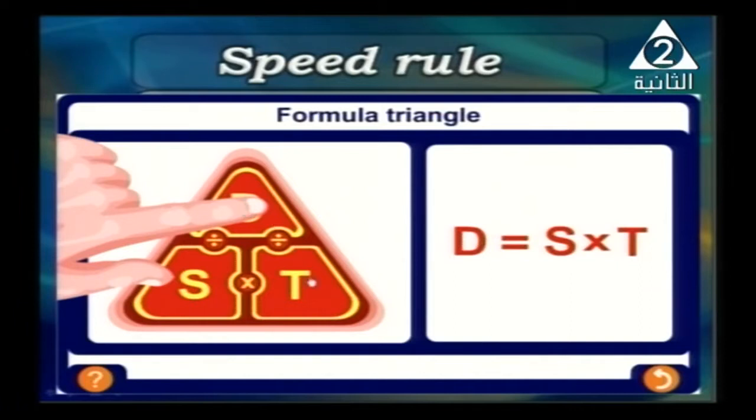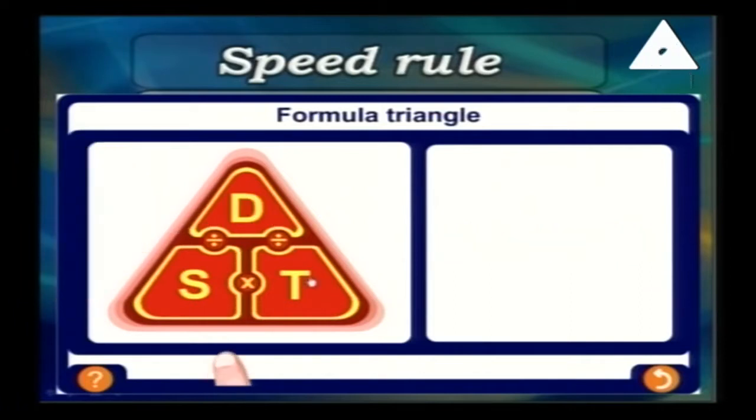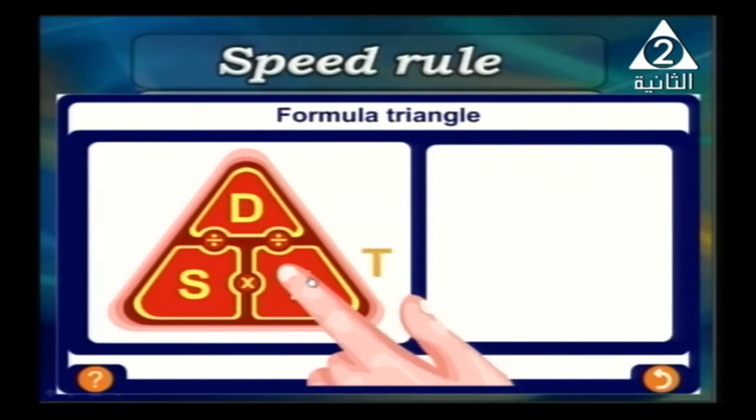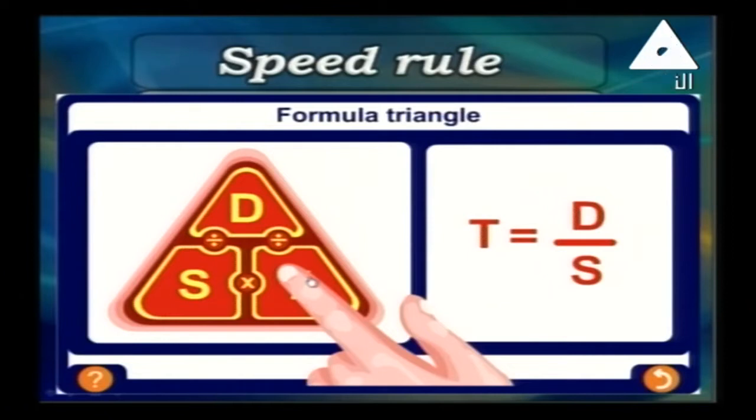After that we have t. T means what? It means the time. I need to calculate our time. So d divided by what? Divided by s. So here time equals distance divided by speed. So this is what? These are the 3 rules that we use to calculate any one of these concepts, d or s or t.